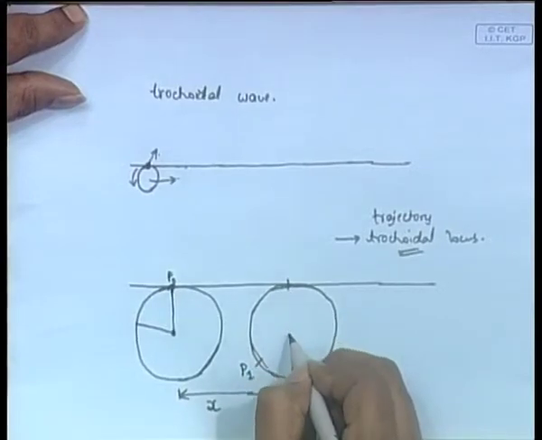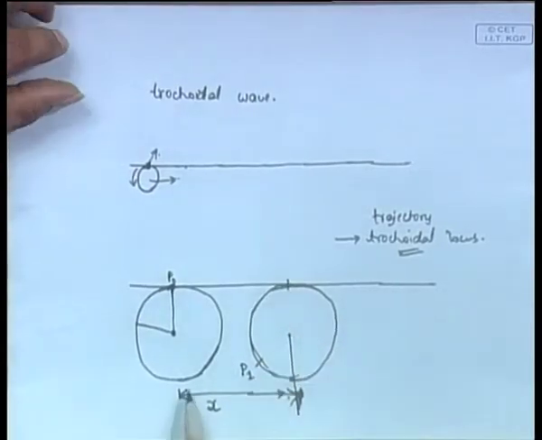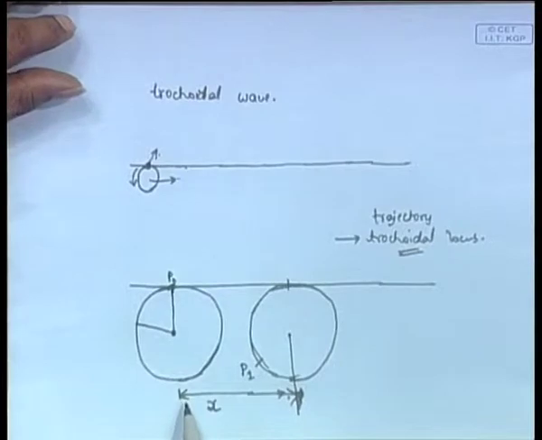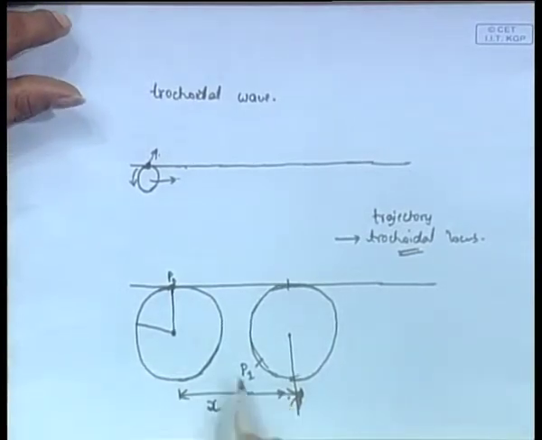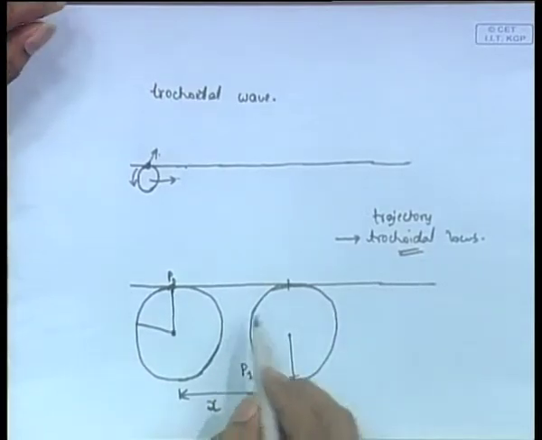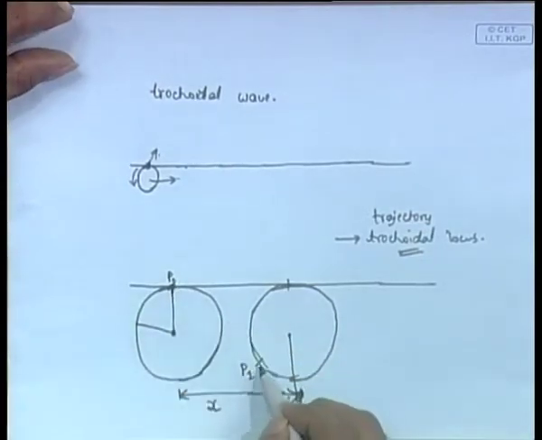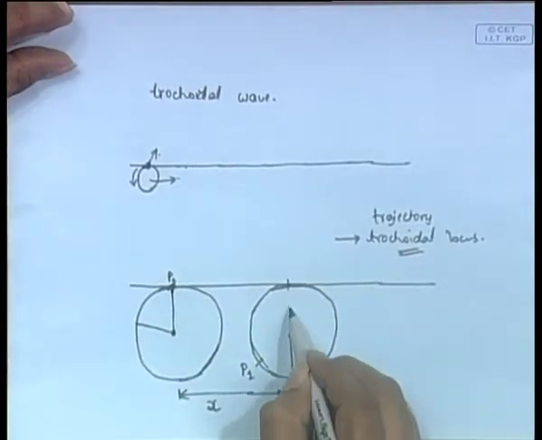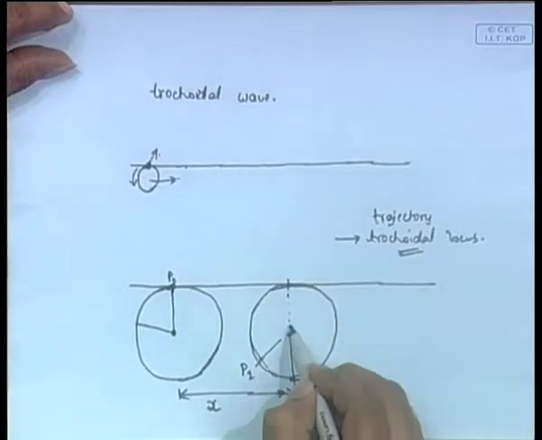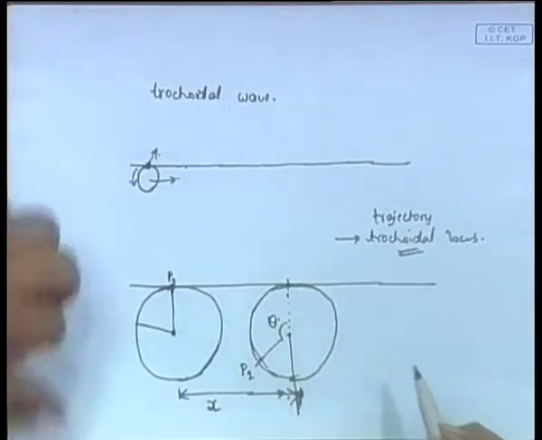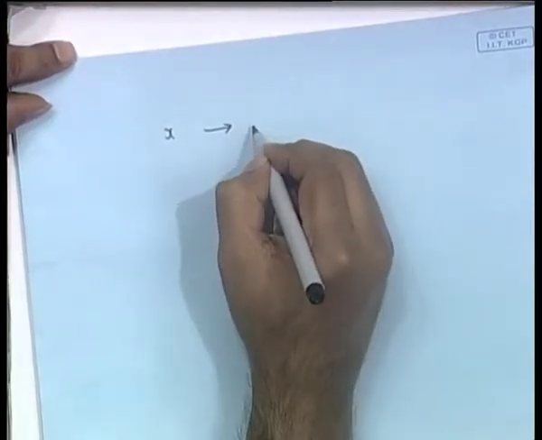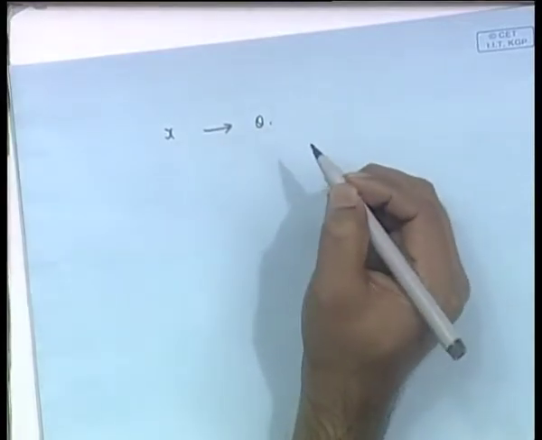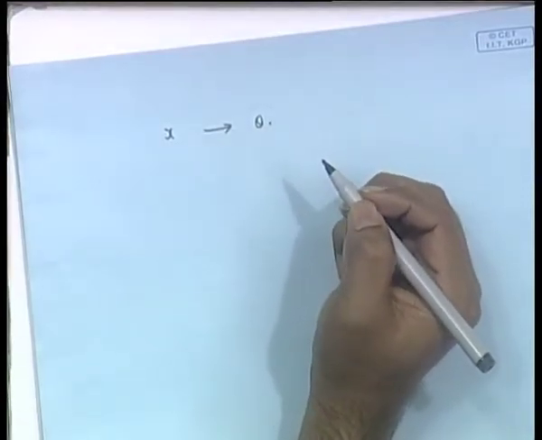So, in the time that the circle translated a distance of x in the horizontal direction along the underside, the particle P0 reached a point P1, it moved through an angle, let us say theta. So, as the circle moved a distance x, the particle rotated through an angle theta.